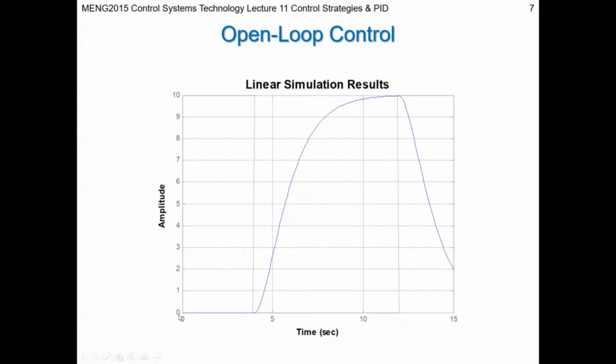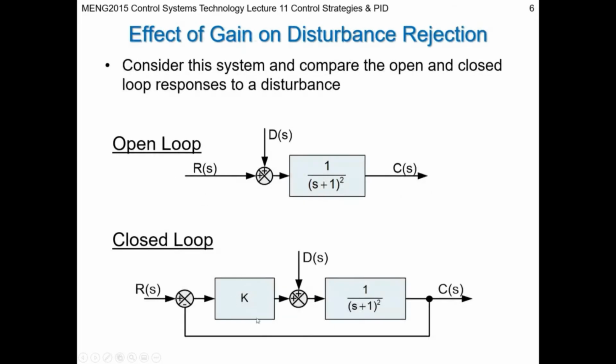You might see here the input, or the disturbance rather, goes from 0 to 10 at about 4 seconds, and comes back down to 0 at about 12 seconds. So you have just a step up and a step down in the disturbance on this particular system, and it has a typical sort of response. I suppose you'd describe this as a typical open loop response, as you might expect.